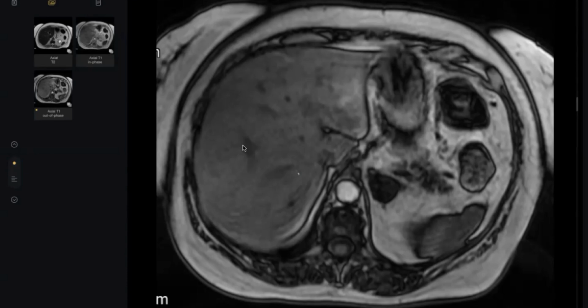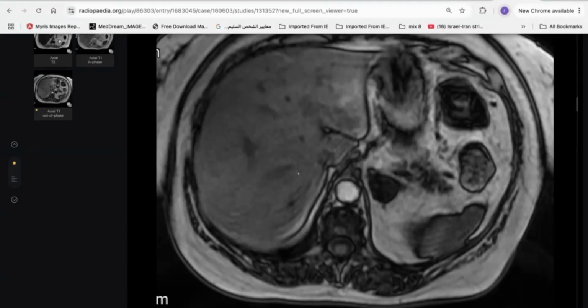It was lipid rich. Yes, it was a left suprarenal or adrenal adenoma.